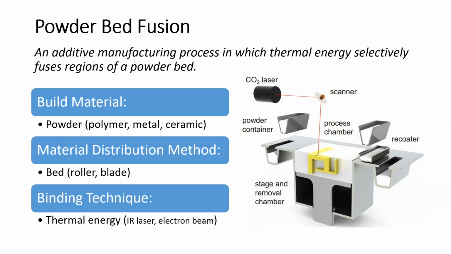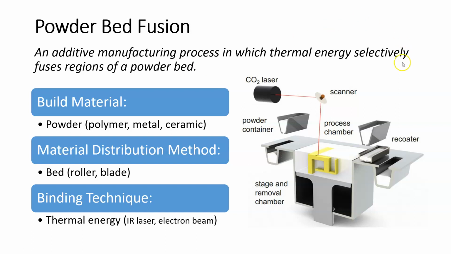The material distribution method is going to be from a bed, right? And that is assisted through either a roller application or a blade application. And we'll look at how that works in a few slides. And then the binding technique, as you can see from the definition, is thermal energy. And that usually comes in the form of a laser or in some cases an electron beam.